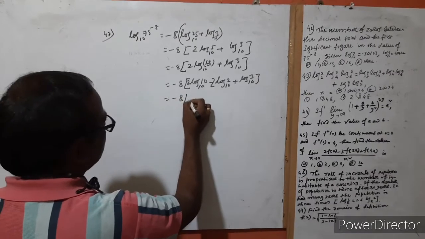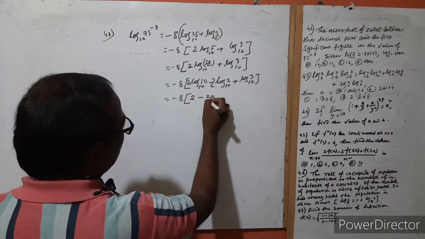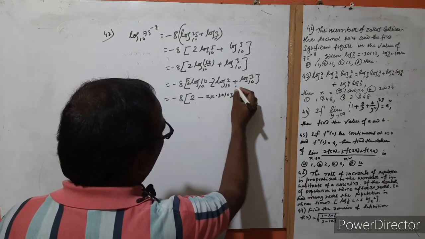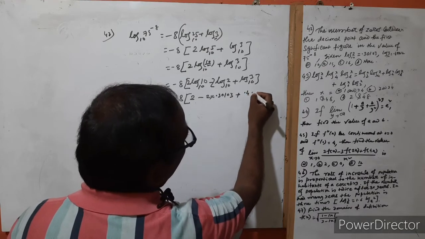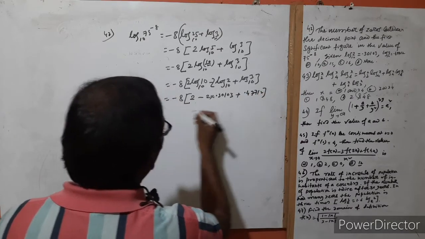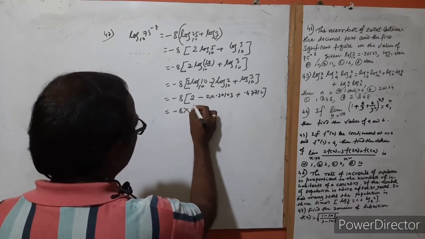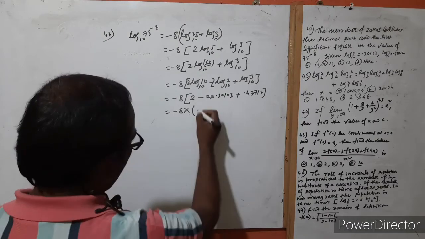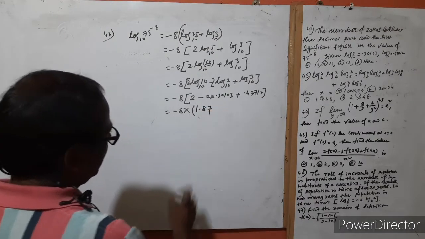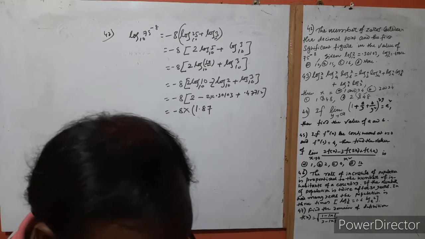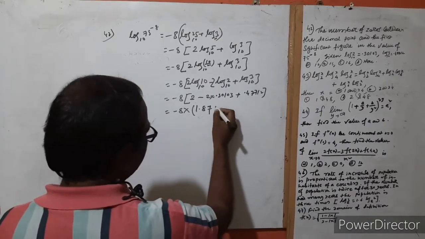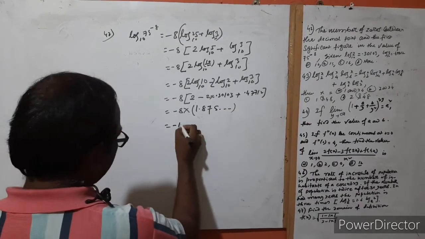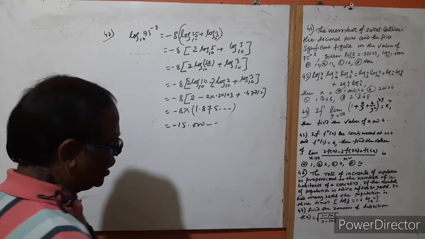Now this is here minus 2, and this is 2 minus 2 into log 2. The value of log 2 is 0.30103 and log 3 is 0.47712. If you multiply by that number, we get 1.875, and multiplying by that number, we get here minus 15.000 and something.